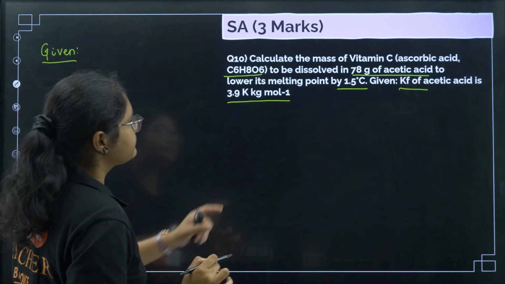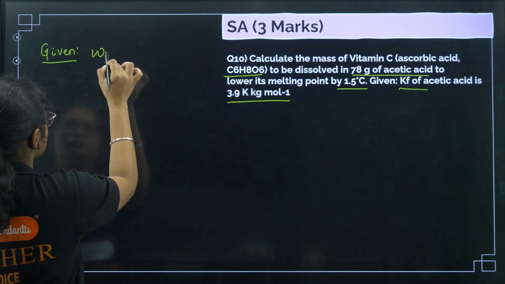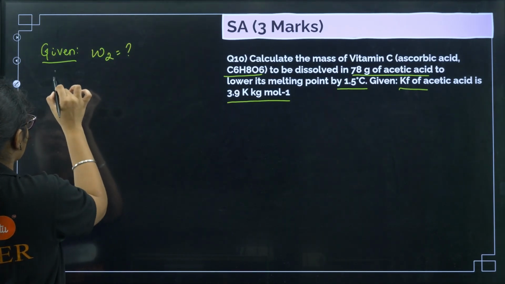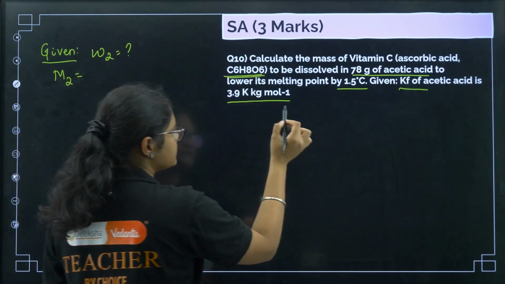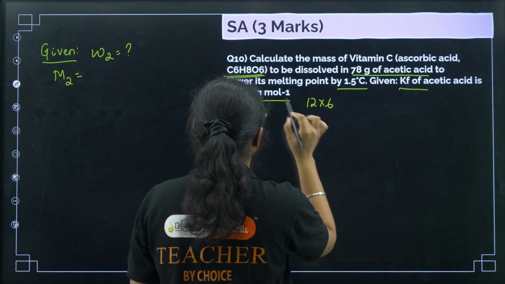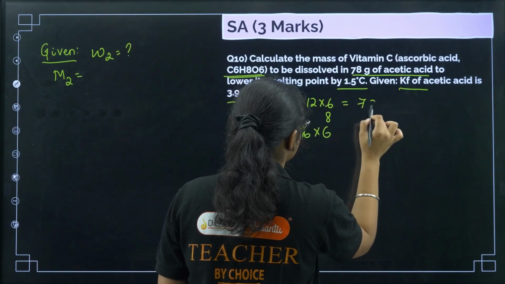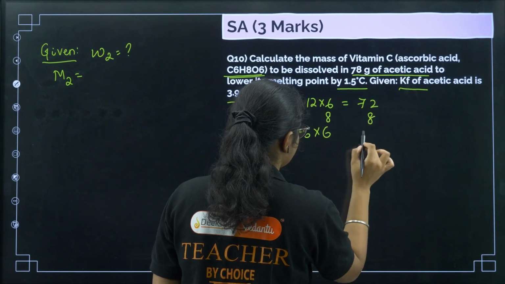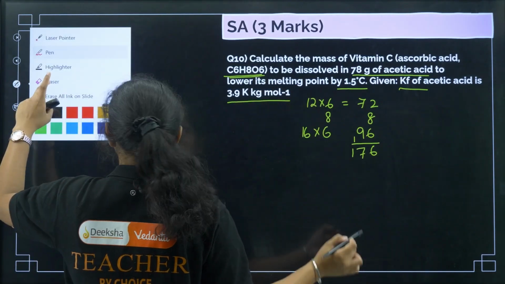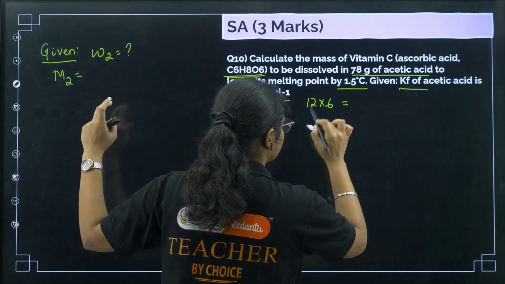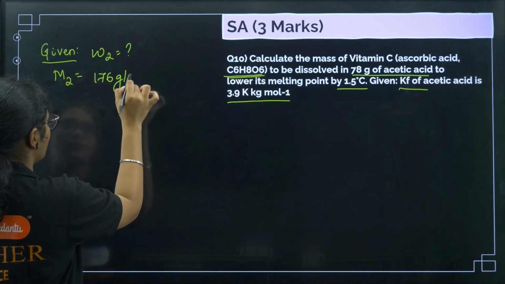See, first is ascorbic acid, and we need to calculate here W2. So first I'll write what is to be calculated. Molar mass we can calculate from the formula C6H8O6, right? So 12 into 6, then we have 8, and then we have 16 into 6. So this is 72, then we have 8 here, then we have 96 here. So I'll get 176. The molar mass is 176. So I'll erase this one and write the value directly. So this is 176 gram per mole.